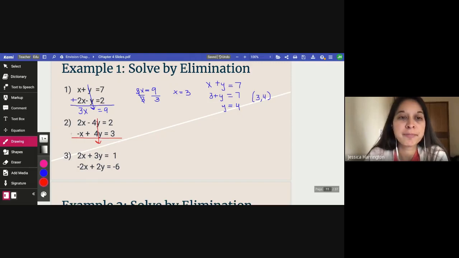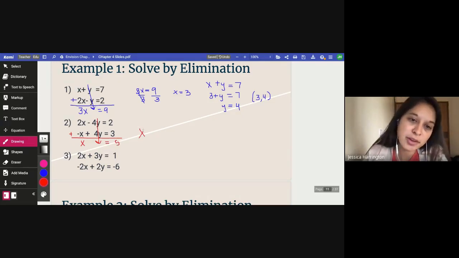Let's just add them. 2x plus negative x, or 2x minus x, is just x. Negative 4y plus 4y is 0. That's eliminated. Now I just have to figure out the right side of the equation. What's 2 plus 3? That's 5. Oh, that one's even easier because I just came away with x equals 5. So I don't even have to do any of this that I had to do up there.